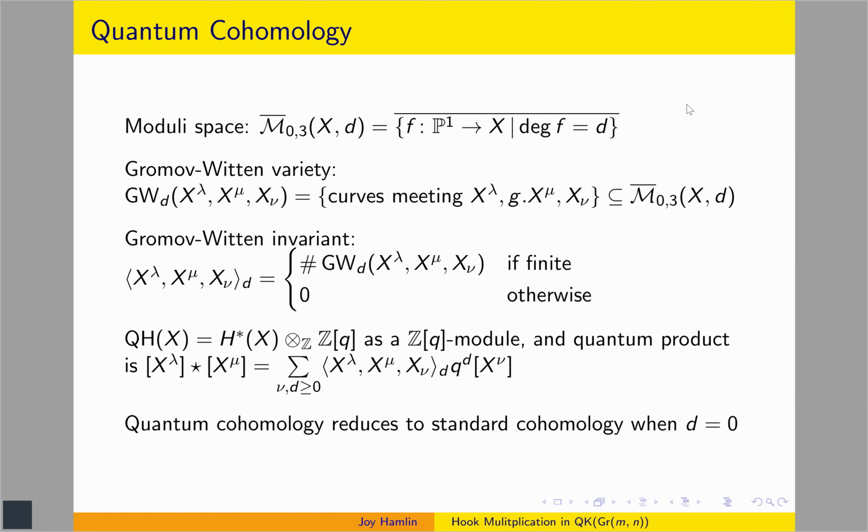So as a Z adjoin q module, it's Z adjoin q tensored with the cohomology. And how does quantum multiplication work? It's exactly the degree d Gromov-Witten invariant as the coefficient on q to the d times X nu. Note that in the d equals 0 case, a degree 0 curve is just a point. So counting degree 0 curves that meet all three is counting points that meet all three. So this is doing the same thing as standard cohomology in the degree 0 case.